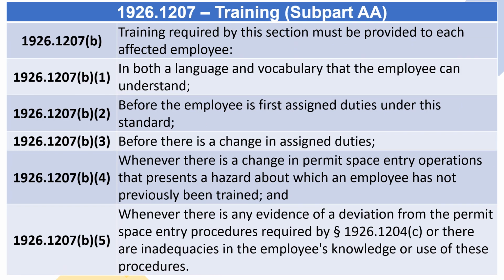1926.1207(b) Training required by this section must be provided to each affected employee: (1) in both the language and vocabulary that the employee can understand; (2) before the employee is first assigned duties under this standard; (3) before there is a change in assigned duties; (4) whenever there is a change in permit space entry operations that presents a hazard about which an employee has not previously been trained; and (5) whenever there is any evidence of a deviation from the permit space entry procedures required by Section 1926.1204(c), or there are inadequacies in the employee's knowledge or use of these procedures.